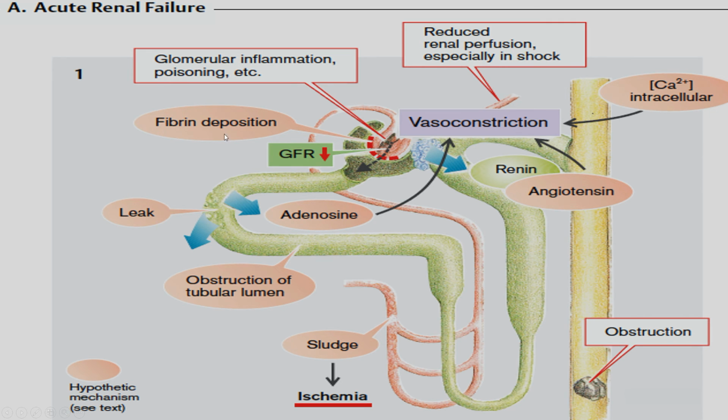Acute renal failure, maybe fibrin deposition, and decreasing glomerular filtration rate, and leak of the tubule, obstruction of the tubule lumen, and form sludge in the renal vessel, maybe form ischemia, and form glomerular infiltration and poison factor, and reduce perfusion of the kidney, and especially in shock, vasoconstriction of vessels, and the kidney secretes renin, angiotensin, and aldosterone, and maybe from obstruction of the collecting duct.